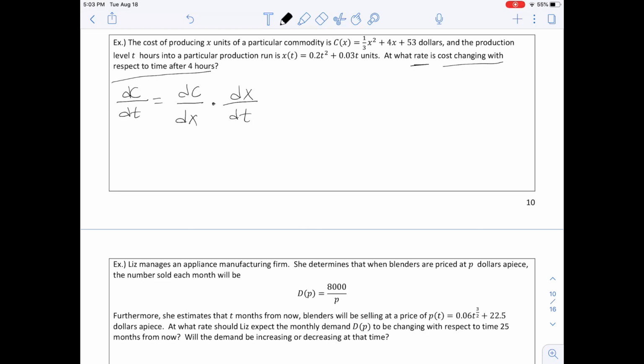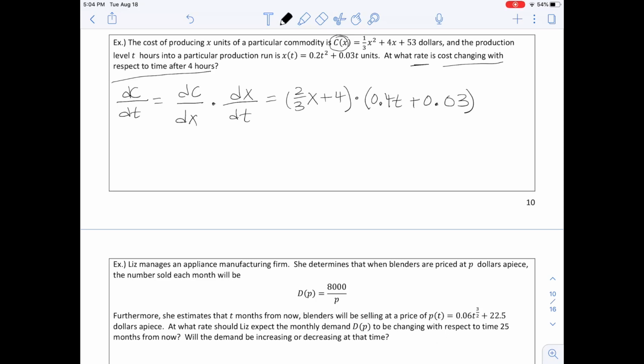And if you were to cancel out those d of x's, you would be ending up with dc over dt, which is exactly what we have. And so the derivative of c, which is up here, with respect to x is going to be 2/3 x plus 4 times the derivative of x with respect to t. We're going to have 0.4 t plus 0.03.